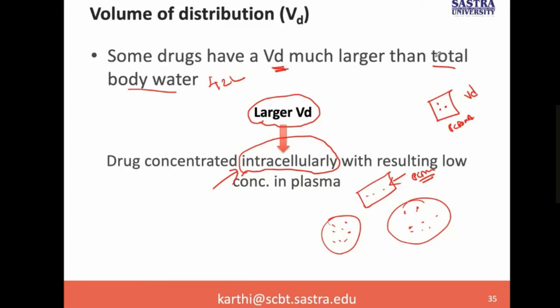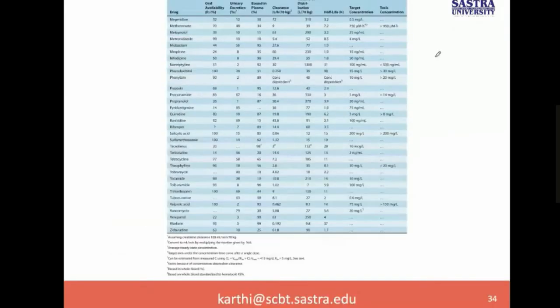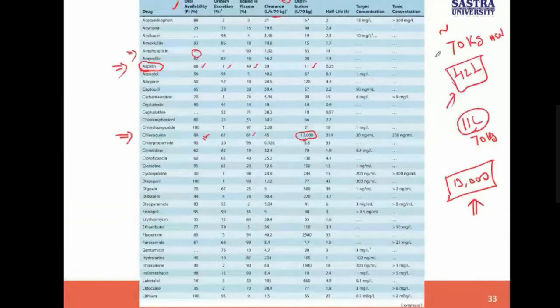even much higher than the total body water. That is why the value for chloroquine is very large. It is 13,000. Okay, which indicates that a very small quantity of the drug molecule is present in the plasma, and a higher concentration of the drug molecule has entered into the cell. Is that understandable?